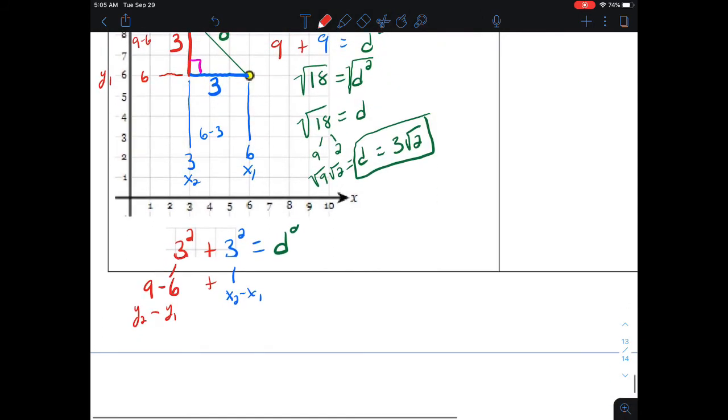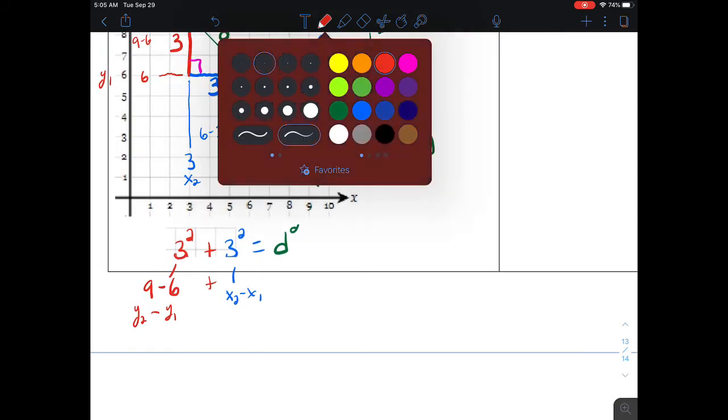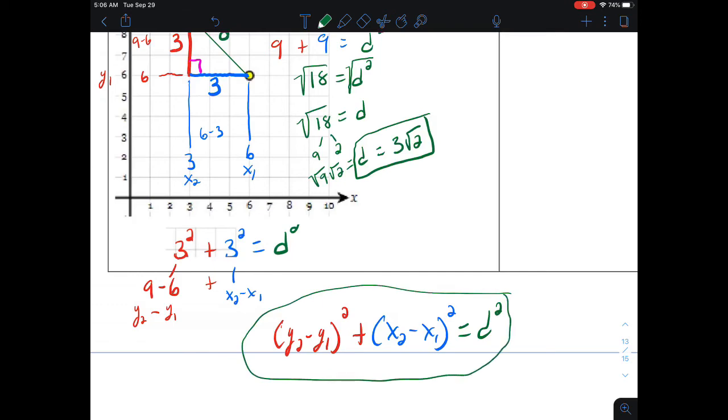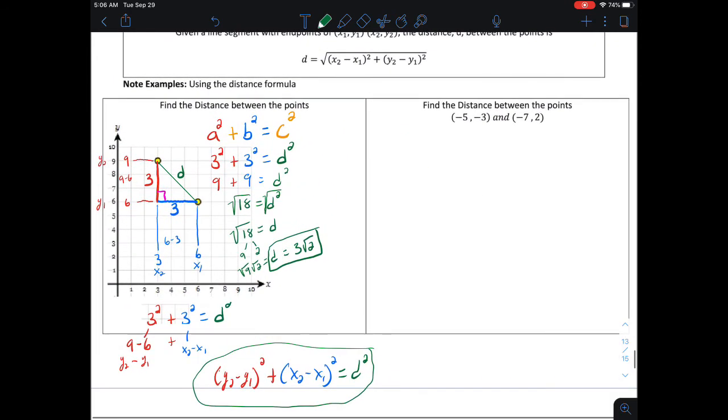And so basically we had this formula where we had y2 minus y1 being squared plus x2 minus x1 being squared is equal to the distance between the 2 points being squared. That is the distance formula. That is going to look very, very similar to the equation we're given here. The only difference is in that equation they already took the square root of everything. So that's where the distance formula comes from. It comes from solving a right triangle using Pythagorean's theorem.